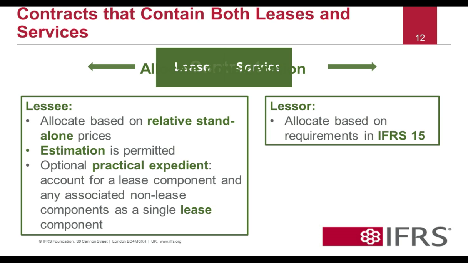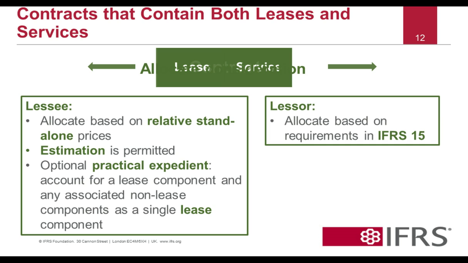So to give a simple example, if a contract has total consideration of 100, of which, ignoring any discounting, 90 relates to a lease component and 10 relates to a service component, the lessee could either recognize a lease with total lease payments of 90 and a service for which it pays a fee of 10. Alternatively, it could choose to recognize just a lease with total lease payments of 100.